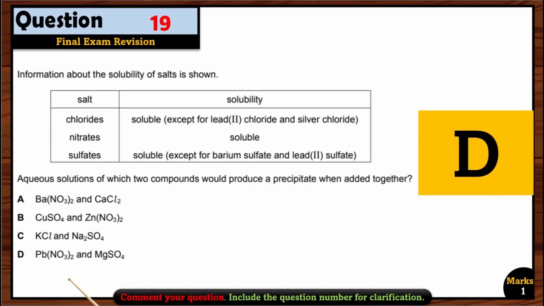But we can still see why it is right. Lead sulfate, if you see over here, is insoluble. And magnesium nitrate, of course, will be soluble.